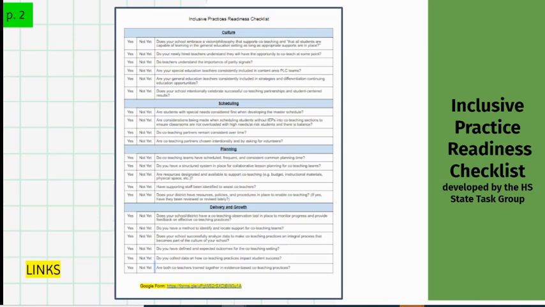So take some time. This is a link that is provided within your handout, the welcome page. There's a link that says Inclusive Practice Readiness Checklist that is in the co-teaching section. Take some time to do this and then see how many yes and not yet you have. And then let's focus on building up some supports so that they're all yeses.